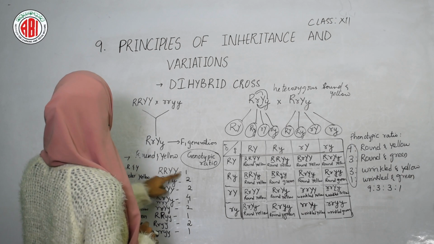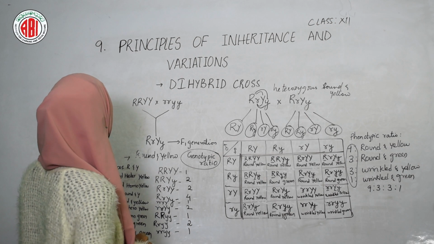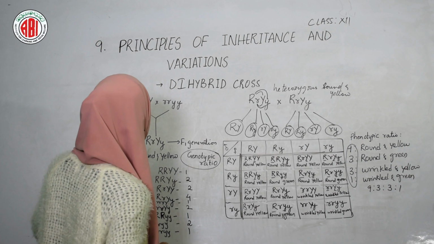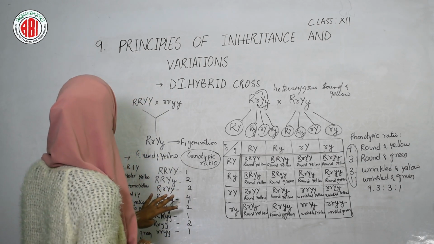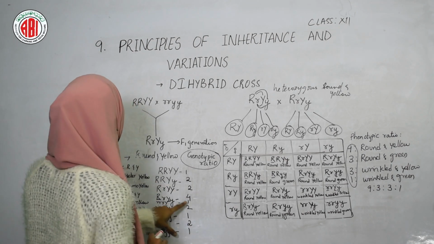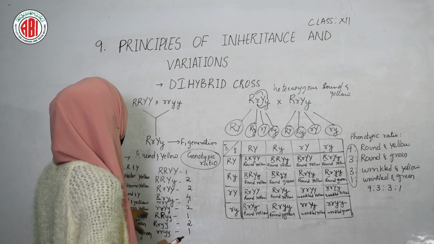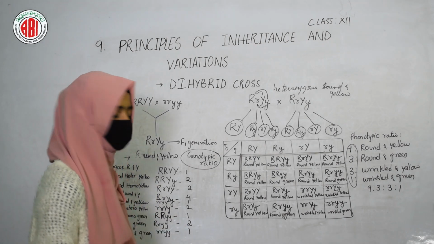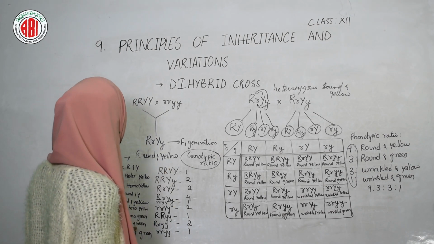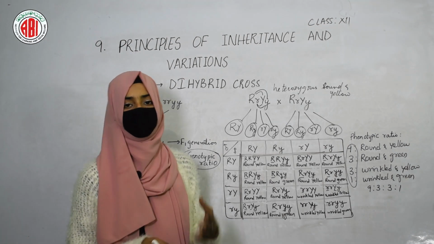So one plant is homozygous round and homozygous yellow, 2 plants are homozygous round and heterozygous yellow, 2 plants are heterozygous round and homozygous yellow, and the 4 plants that are produced are heterozygous round and heterozygous yellow. Sorry, 1 plant is homozygous wrinkled and homozygous yellow, 2 plants are homozygous wrinkled and heterozygous yellow, 1 plant is homozygous round and homozygous green, 2 plants are heterozygous round and homozygous green, and 1 plant is heterozygous wrinkled and heterozygous green.